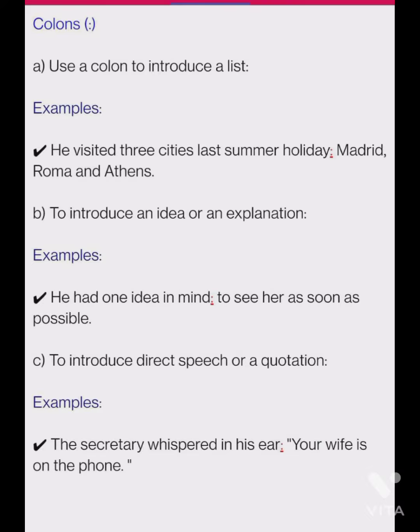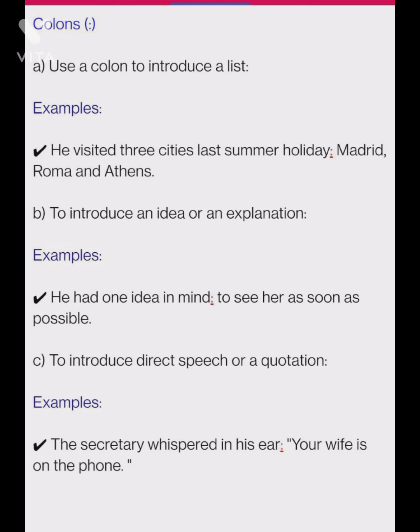And colon. So where to use colons? Use a colon when introducing a list. For example: He visited three cities last summer holiday: Madeira, Rome and Athens. So here also we used a colon. For the introduction of an idea or an explanation we also use a colon, and for direct speech or a quotation we also use a colon.